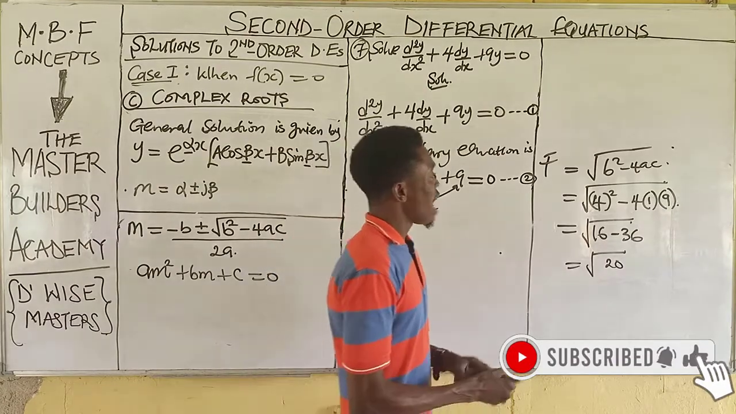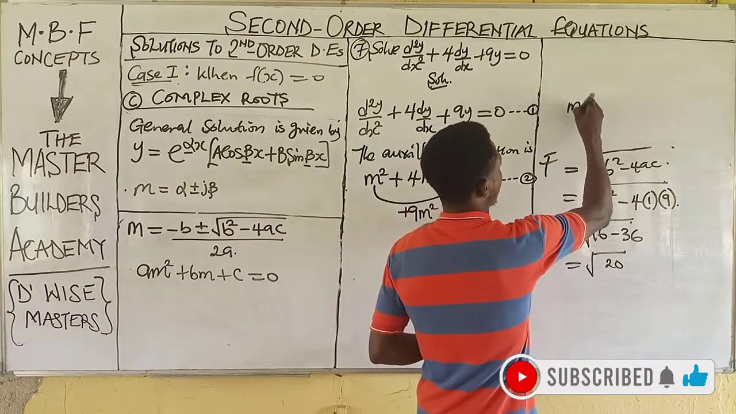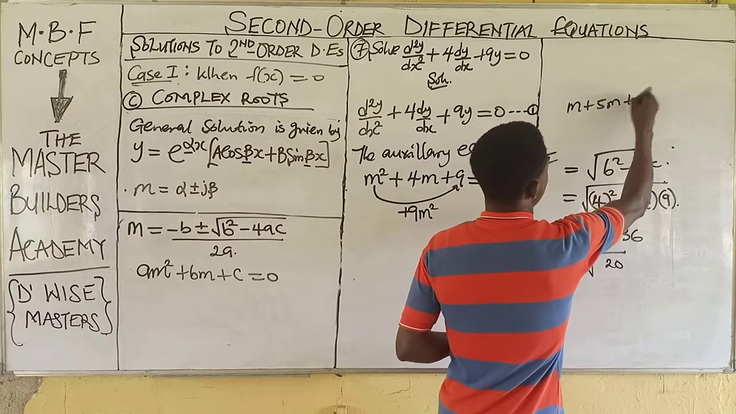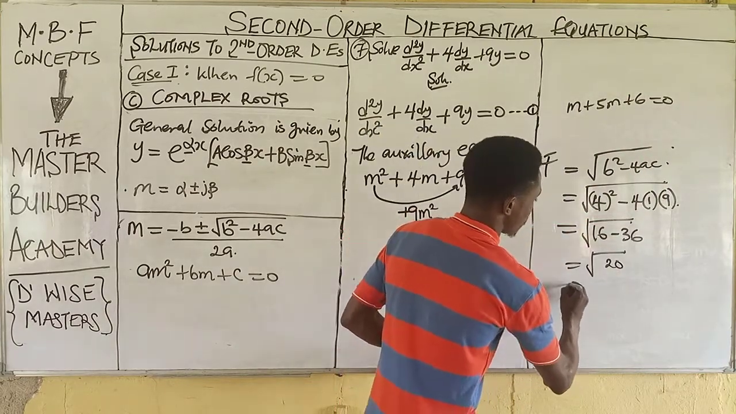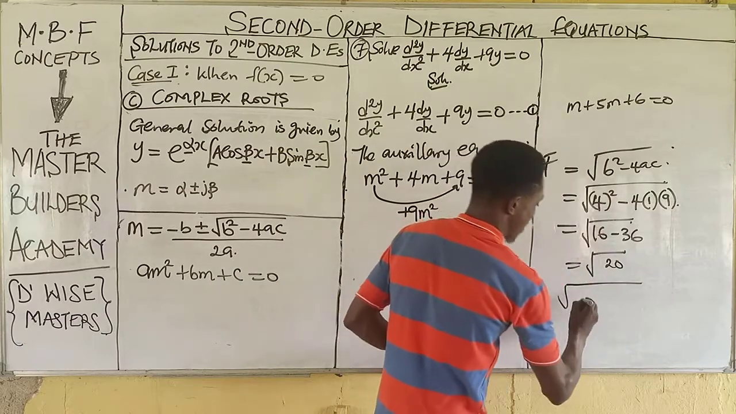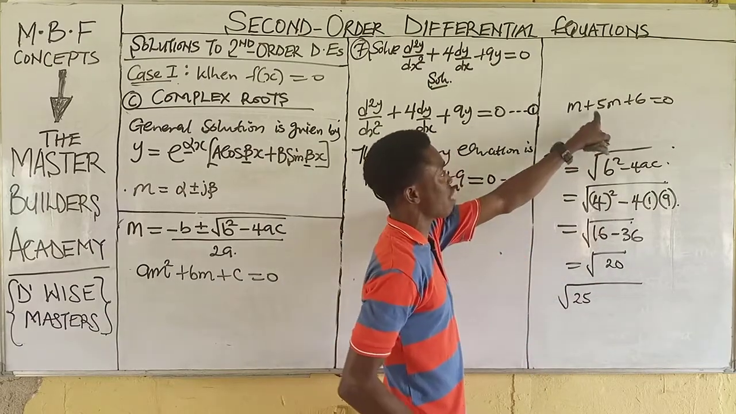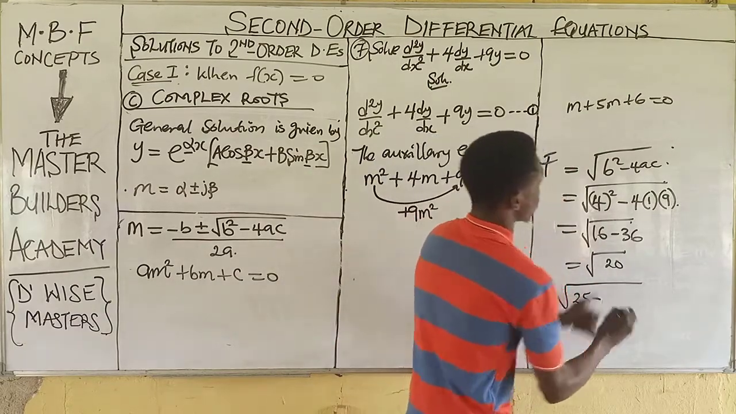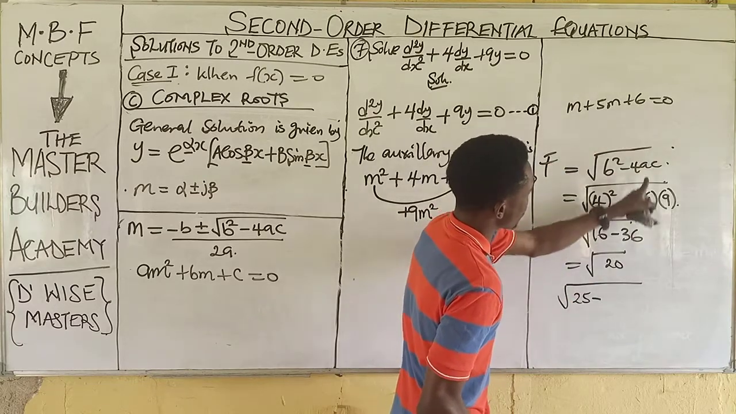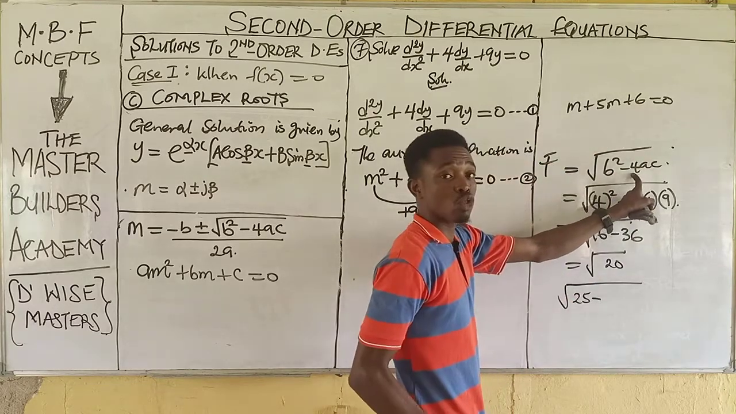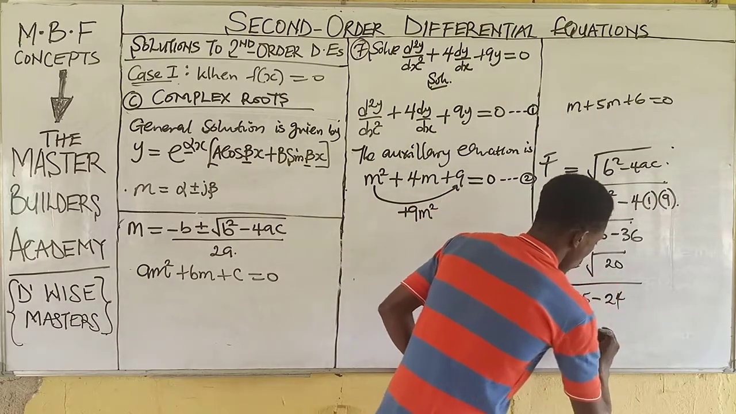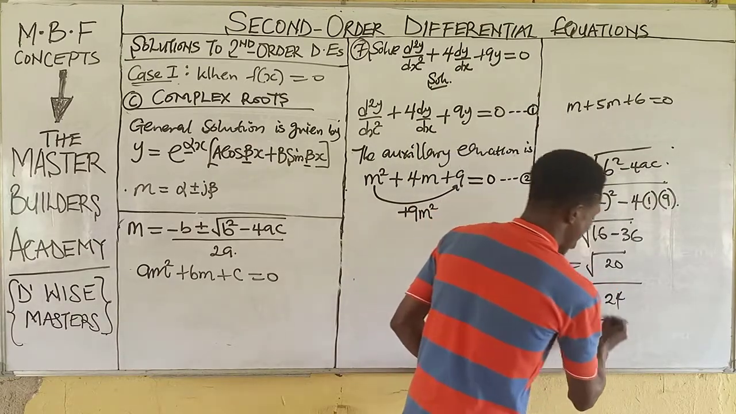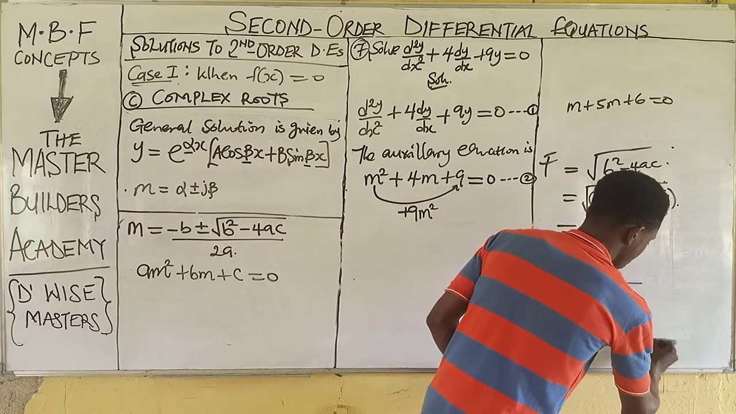Then also, assuming we look at the first case we have today, where we have m squared plus 5m plus 6 equal to 0, now let's check this out. This would have given us b is 5, which would have given us 25. If you square 5, you have 25. Then minus 4 multiplied by 6, which would have given us 24, multiplied by a, which is 1, would have given us 24. And when we remove 24, we have 1. And the square root of 1 is 1.